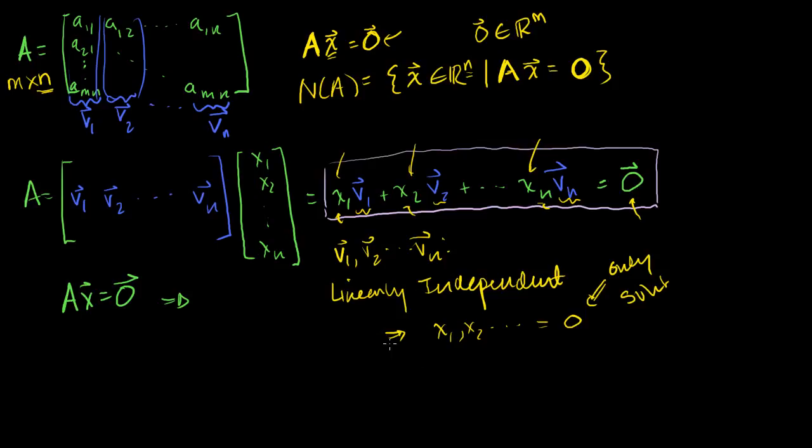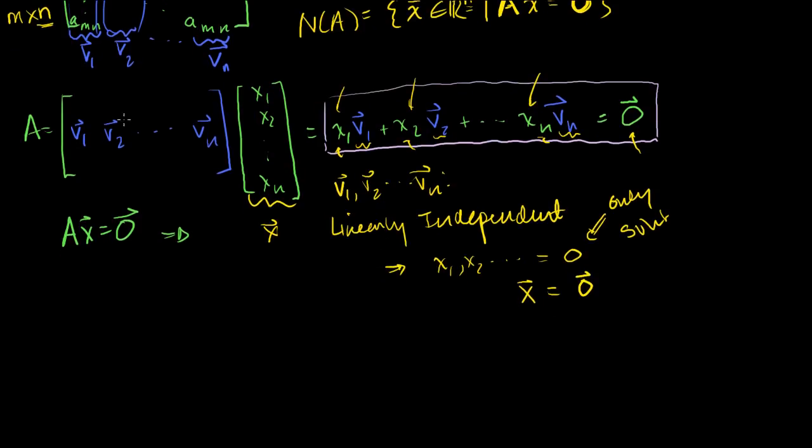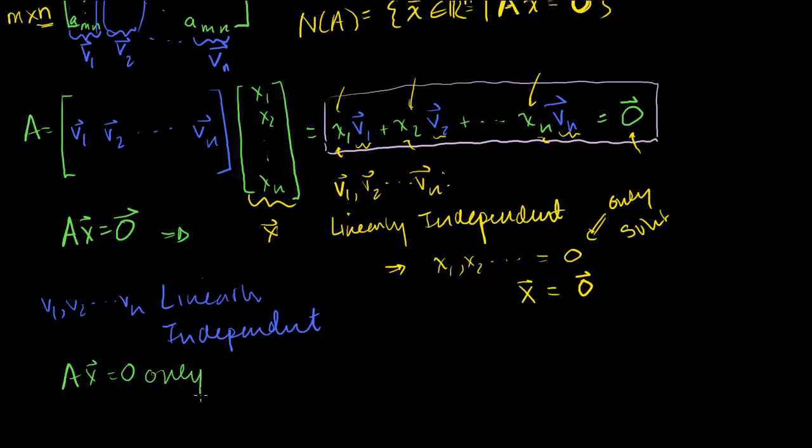Now, if all of these coefficients are 0, what does that mean? That means that our vector x is the 0 vector, and only the 0 vector. That's the only solution. So we have something interesting here. If our column vectors v1, v2, all the way to vn are linearly independent, then that means that the only solution to Ax equals 0 is that x has to be equal to the 0 vector. Or put another way, the solution set of this equation, which is really just the null space, is all of the x's that satisfy this equation.